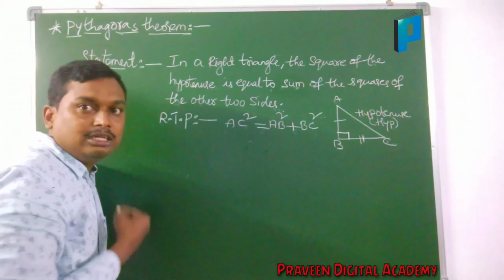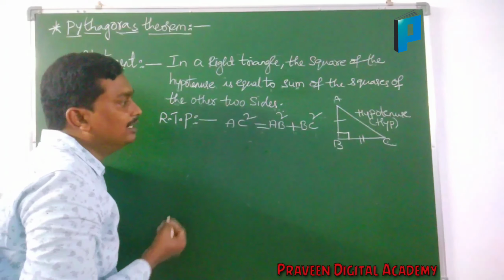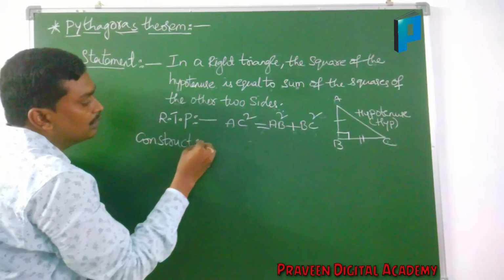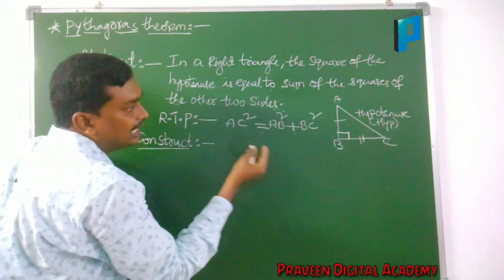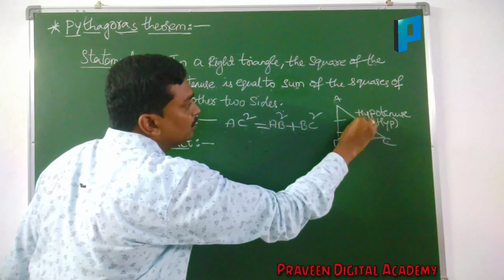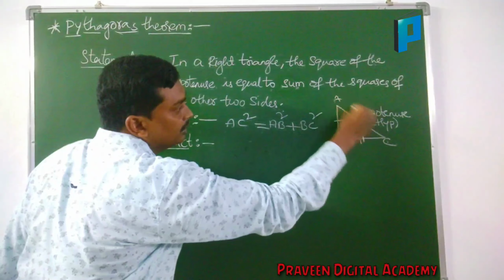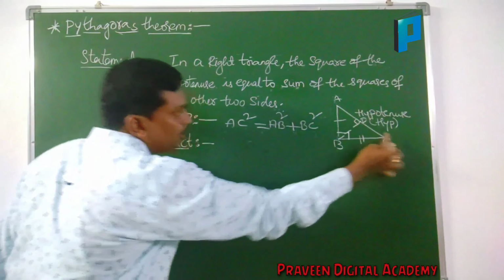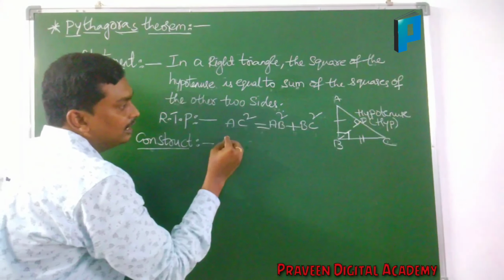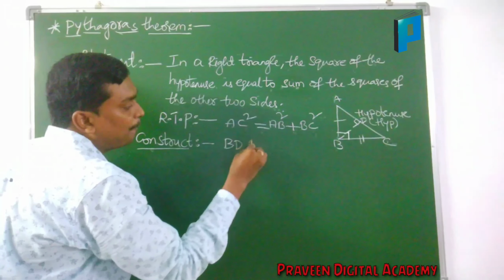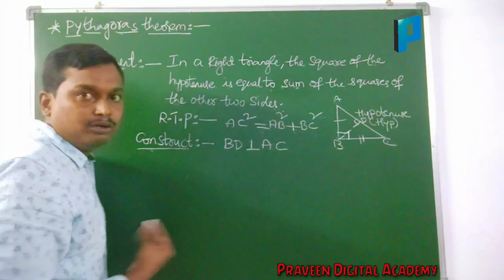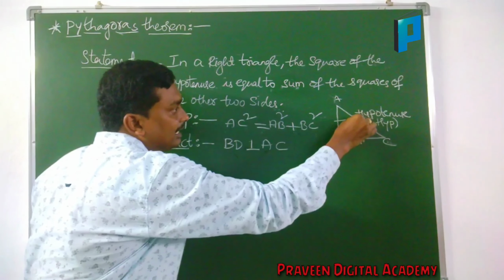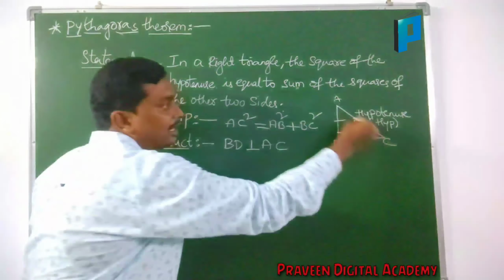To prove this Pythagoras theorem, what we will do is construct a perpendicular line from B to the hypotenuse AC, and the perpendicular line is BD, perpendicular to AC. This BD is perpendicular to AC, which means the line BD makes 90 degrees with AC.